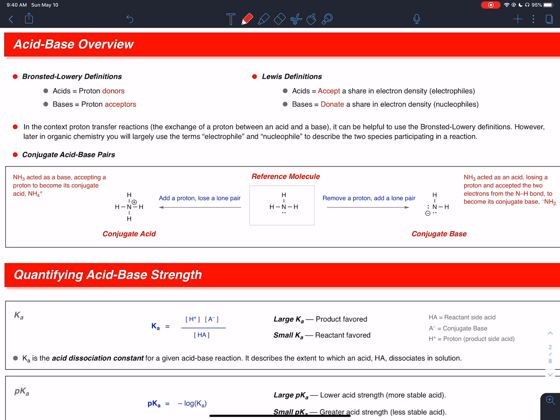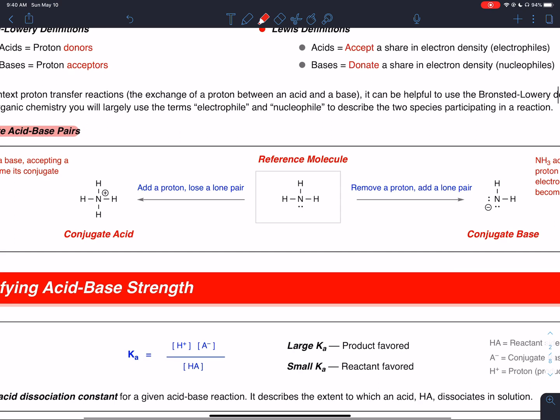Hi everyone, in this video segment we are going to be talking about acid-base conjugate pairs. Conjugate acid-base pairs. This is a really important idea. Now, we're going to use NH3 as our reference molecule. The conjugate acid of NH3 is NH4+.